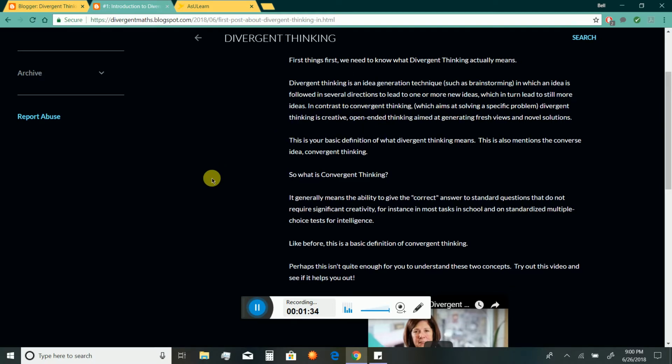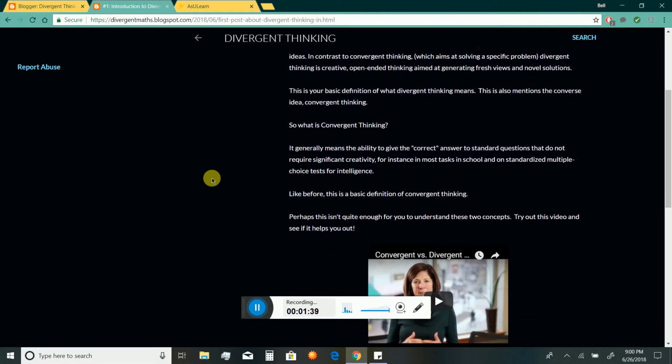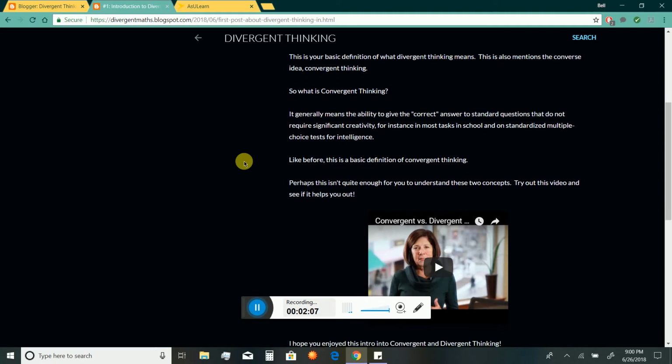But because it also mentioned the converse idea of convergent thinking, I wanted to define that as well. So down here we have the definition of convergent thinking, which generally means the ability to give the correct answer to standard questions, but do not require significant creativity. And that's pretty much like your standard multiple choice tests in school where you have A, B, C, and D and you had to memorize what the answer was. I'm sure we all remember those tests. So that is your basic definition of convergent thinking.